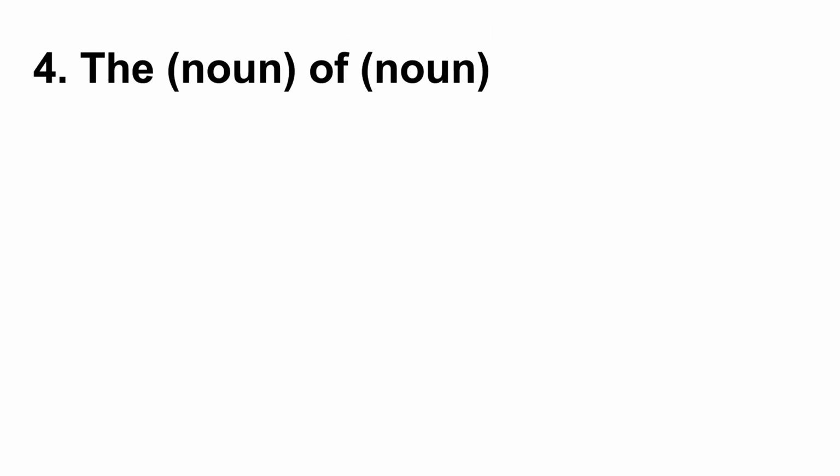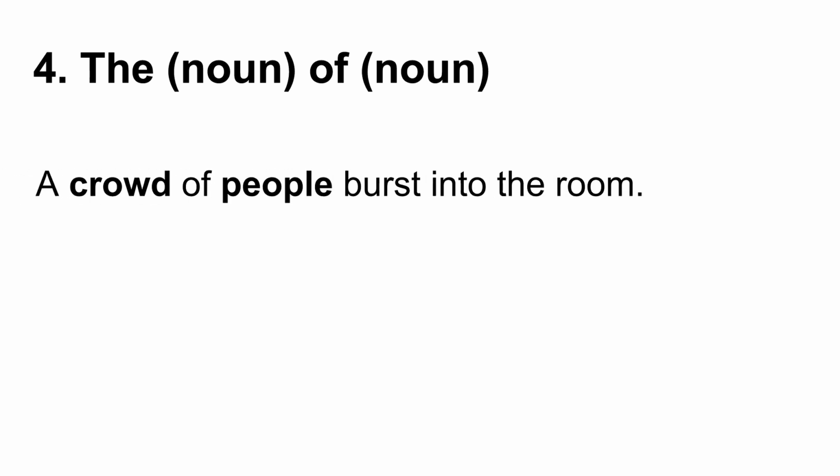Up next is the noun of noun sentence. This is a sentence in which you add extra detail to the main subject of your sentence. Rather than just having one noun, you can make the image more evocative by including an extra noun that describes it in more detail.